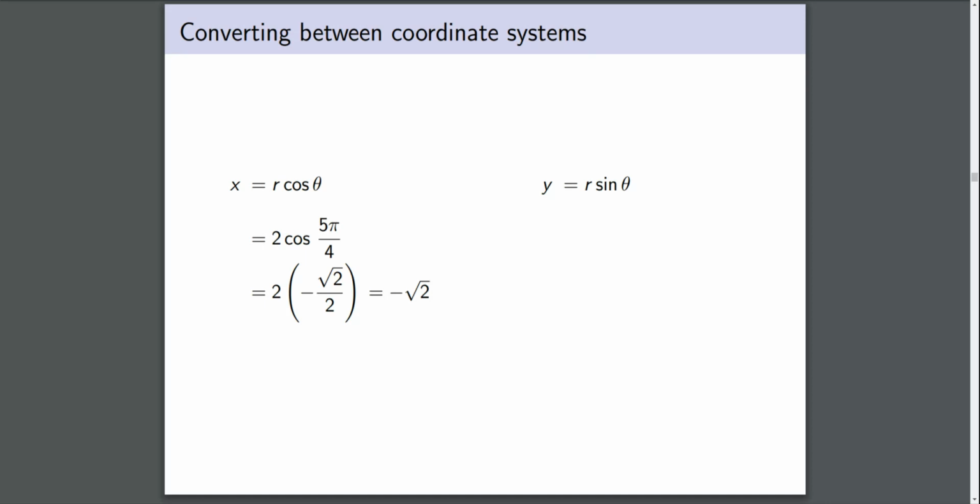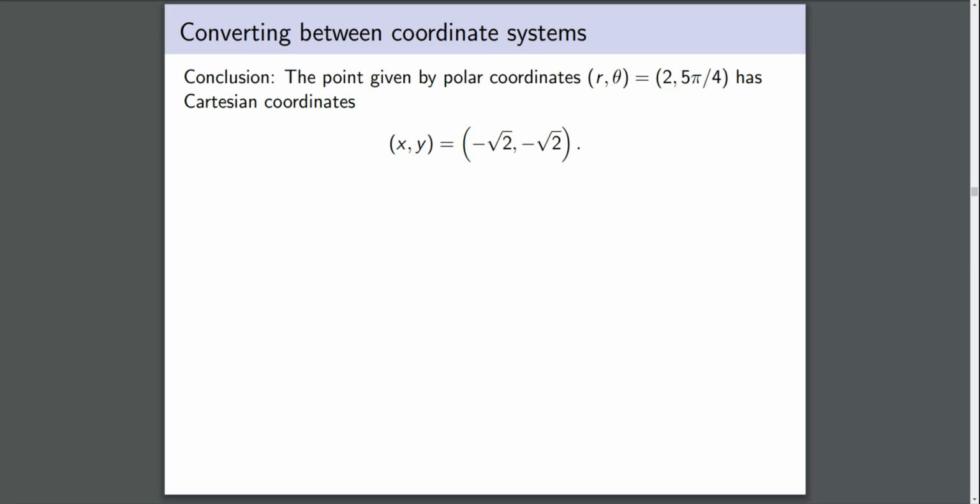Similar set of steps for the y-coordinate. There's the formula. We're going to plug in the values for r and theta that we were given, and then simplify. So now we have our answer. The x-y coordinates of the point that we're looking at are minus root 2, minus root 2.